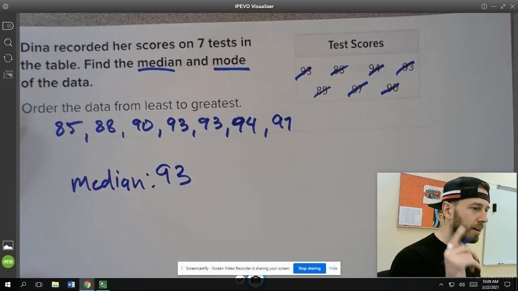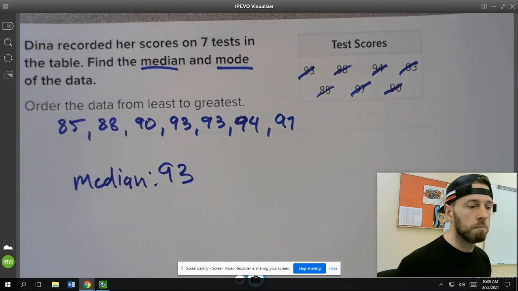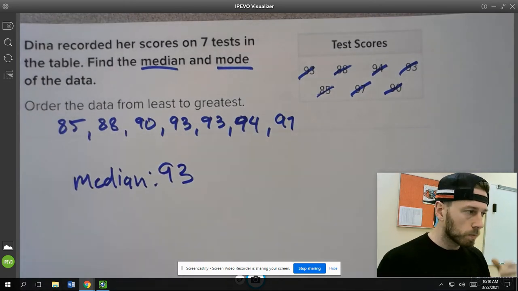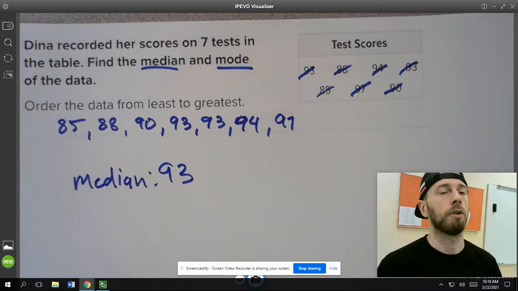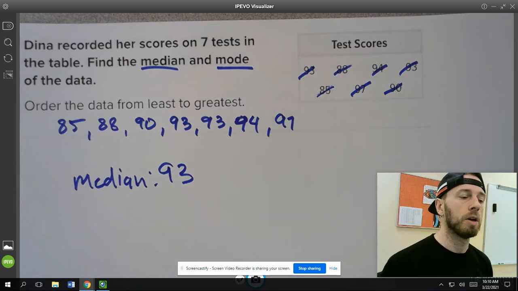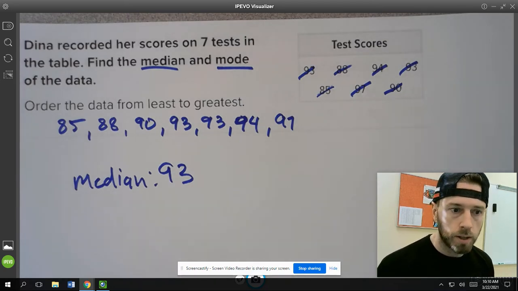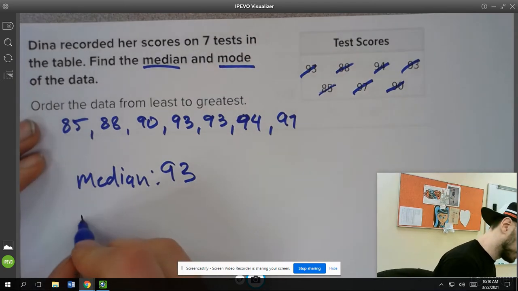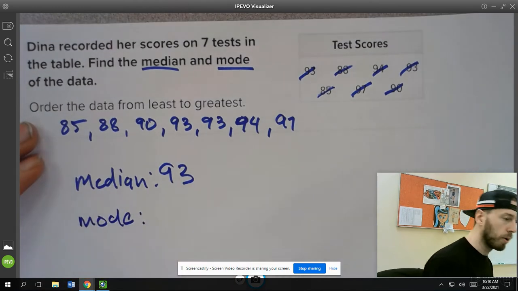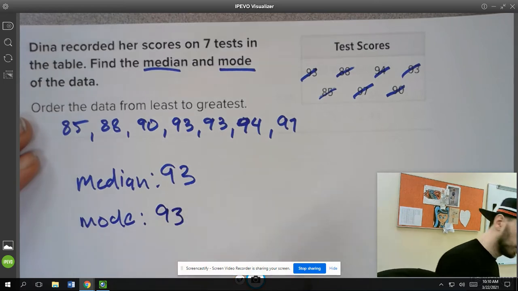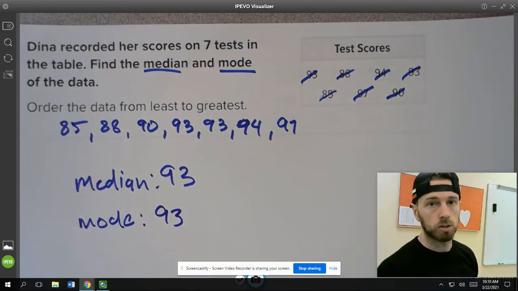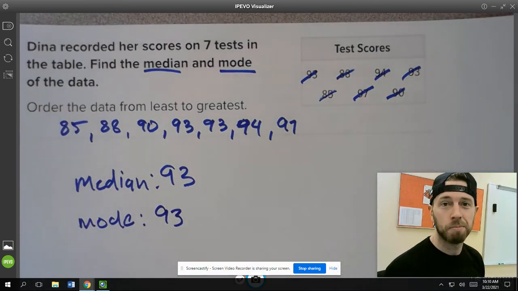Pretty easy, right? Next up is the mode. The way you remember mode is the number that appears most often. Mode and most kind of sound like each other. If you have a number that is repeated, then that would be the mode of the set of data. For example, in this set of data, there are two 93s. So the mode is also 93, which is the same as the median, and that's totally okay. And that's how you find median and mode.